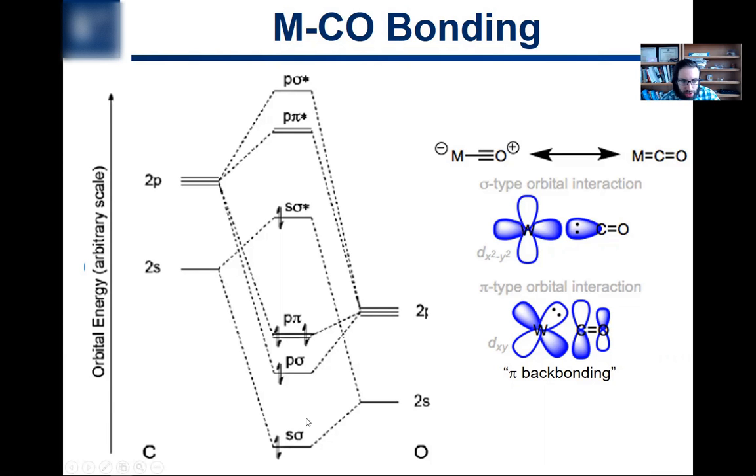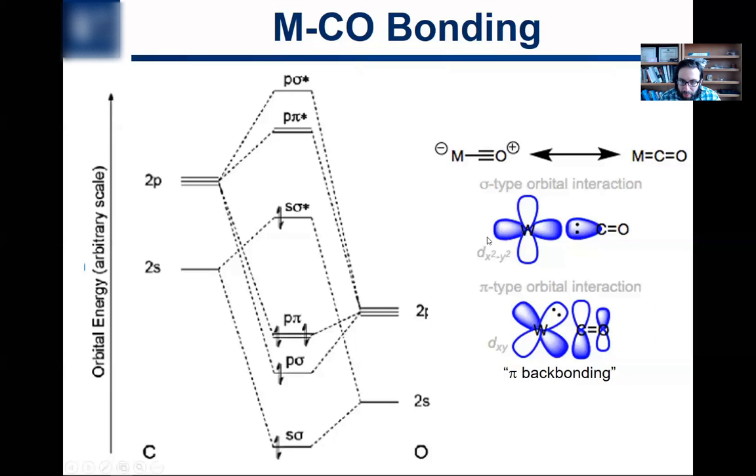And so you get this situation where, if you count up the valence electrons, you have these pi star antibonding pi orbitals that are the LUMO, the lowest unoccupied molecular orbital, and then the HOMO, the highest occupied molecular orbital, is this sigma star. And so what can happen is you can have bonding occurring through both of these orbitals.